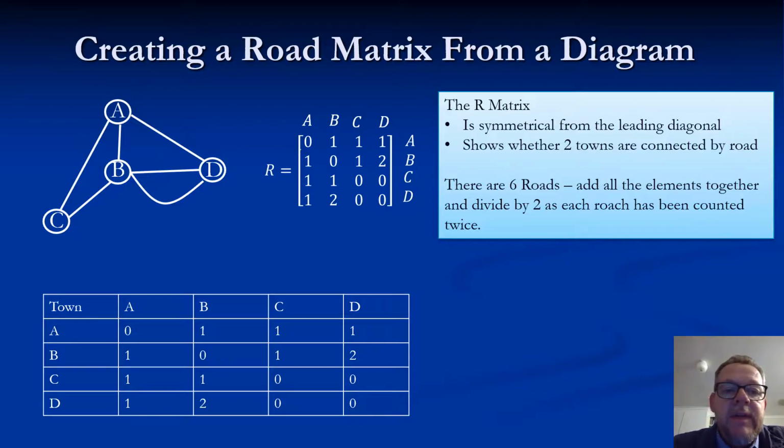Now you can see that there are 6 roads, so we've just added all those elements together and divided them by 2. So you can see 1, 2, 3, 4, 5, 6, and because that's symmetrical, we've counted this 6 as well and divided that by 2. So you can see from this matrix that there are 6 roads. You can see it from the diagram as well.